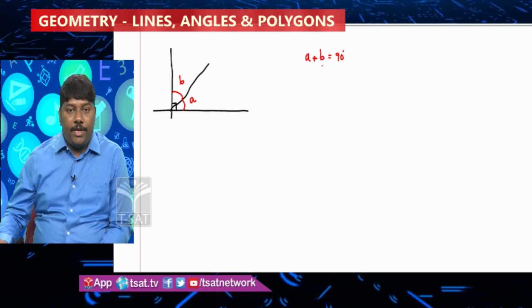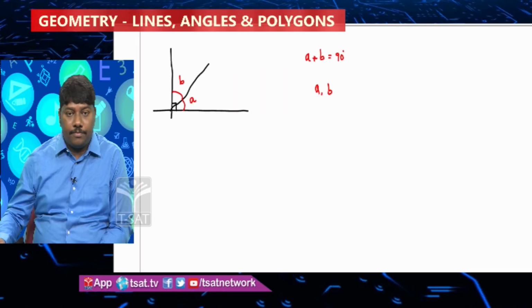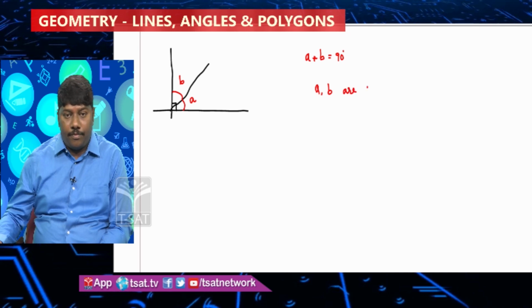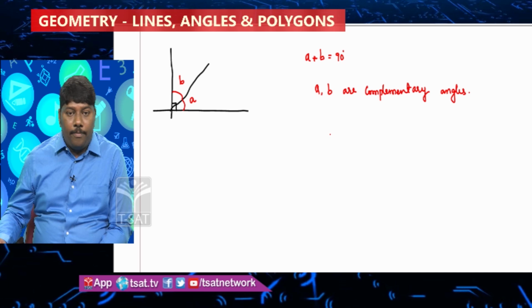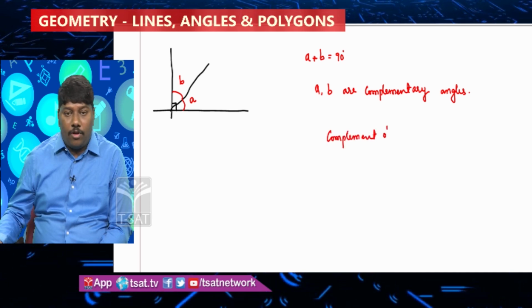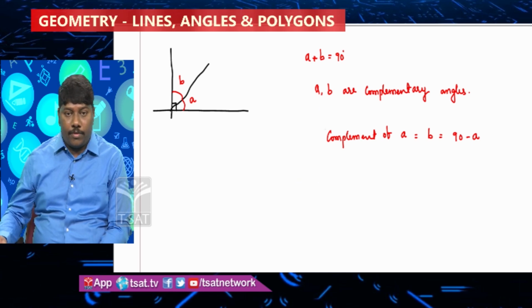So here A plus B, the sum of these two angles, forms 90 degrees. You call A, B complementary angles, where the complement of angle A is actually B, or else you can say 90 minus A. Here angle B is equal to 90 minus A. So their sum is 90 degrees.